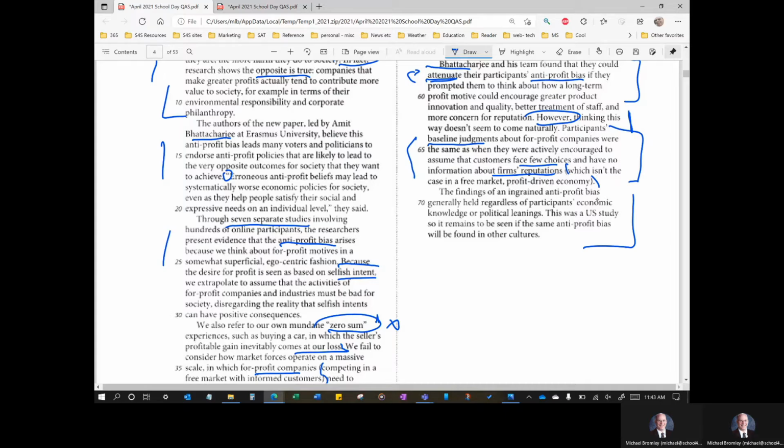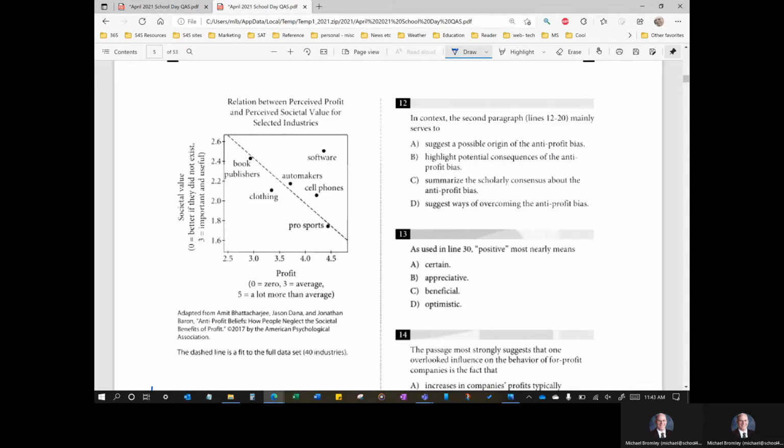The findings of ingrained anti-profit bias generally held regardless of participants' economic knowledge or political leanings. This was a U.S. study, so it remains to be seen if the same anti-profit bias will be found in other cultures. Now I'm going to go to the questions.